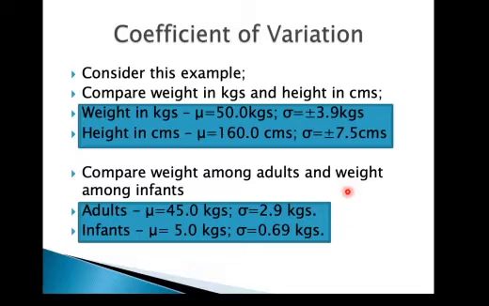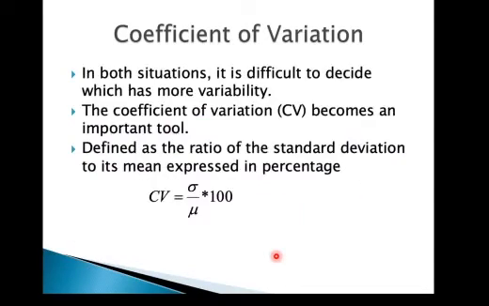In both situations, it is difficult to decide which has more variability. And the coefficient of variation becomes an important tool. It is defined as the ratio of the standard deviation to its mean expressed in percentage. Standard deviation divided by the mean times 100. And that is your coefficient of variation.